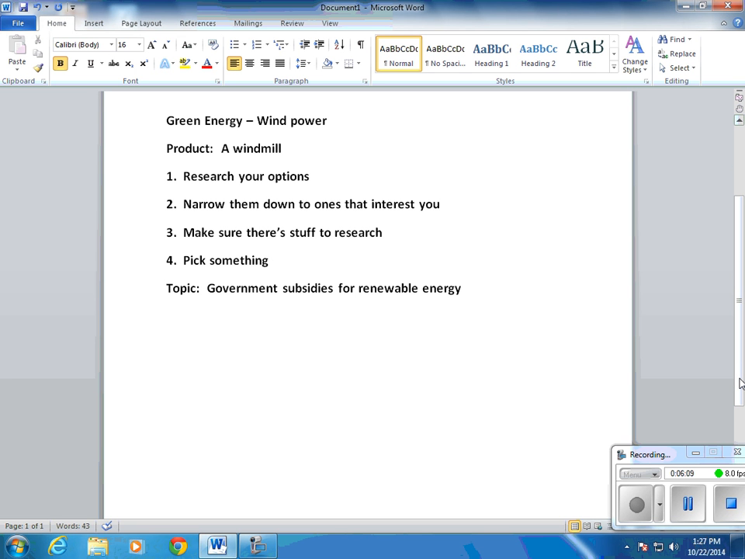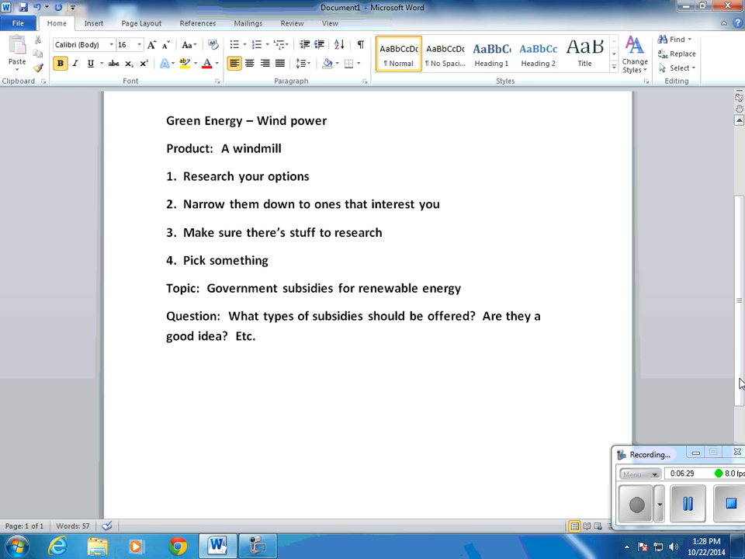And now from there we move on to the research question. And this might be what types of subsidy should be offered. Are they a good idea? Etc. So stuff along those lines.